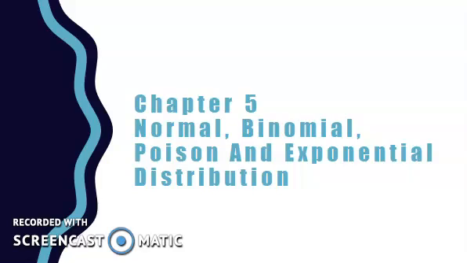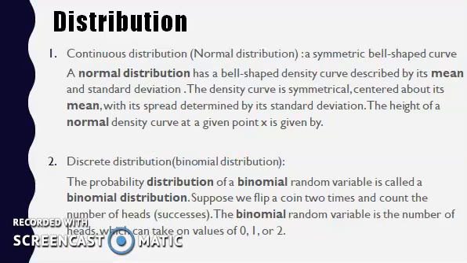We continue to chapter 5, normal, binomial, Poisson, exponential distributions. Continuous distributions, or we often call it normal distributions, is a symmetric bell-shaped curve. A normal distribution has a bell-shaped density curve described by its mean and standard deviation. The density curve is symmetrical, centered about its mean, with its spread determined by its standard deviation.